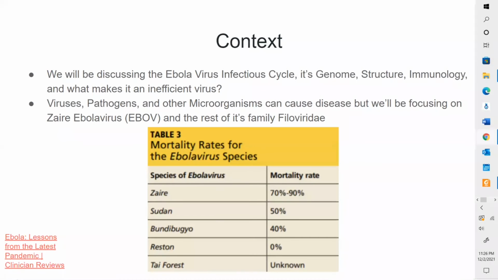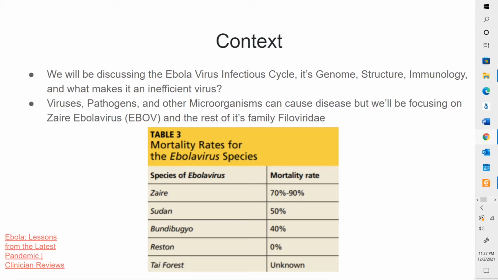Good evening, everyone. Today we'll be discussing the Ebola virus infection cycle, its genome, its structure, and what makes it an inefficient virus, and more to really highlight the importance of this virus. As we know, viruses, pathogens, and other microorganisms are what cause diseases in humans and other hosts, but specifically, we'll be focusing on the Zaire Ebola virus because it was the variant of the virus that caused the major outbreak in Africa not too long ago.